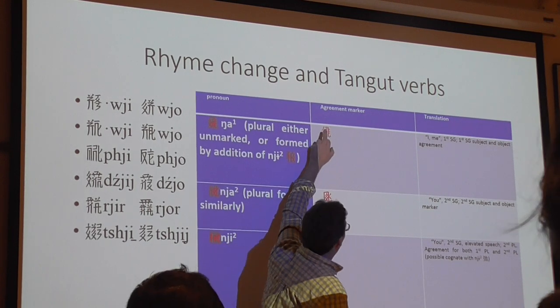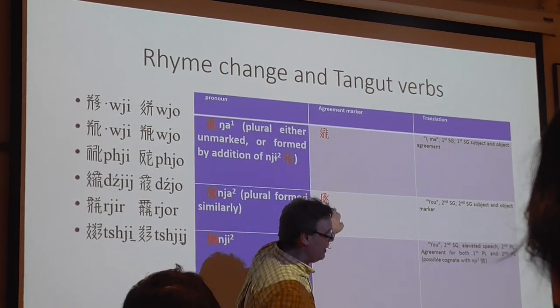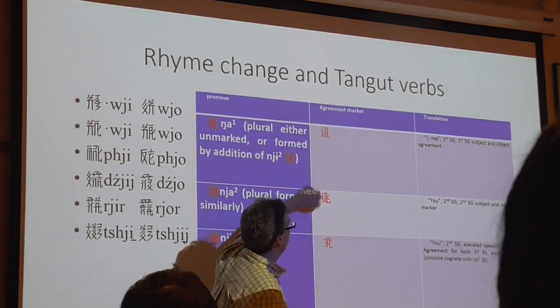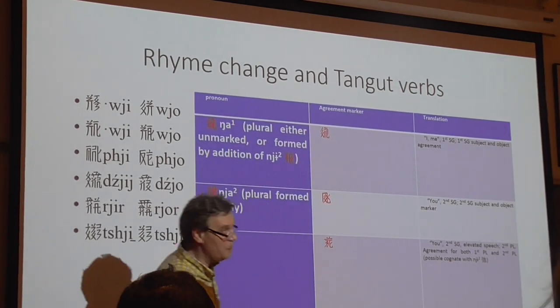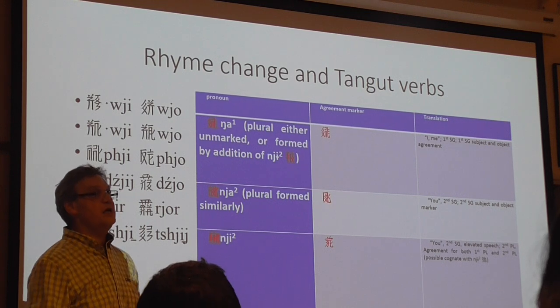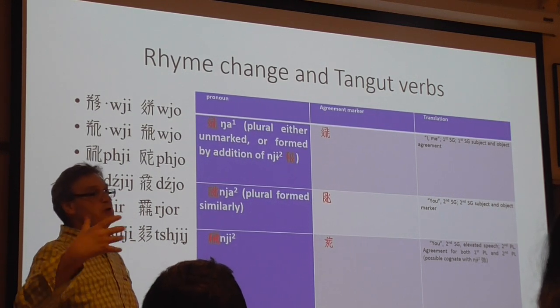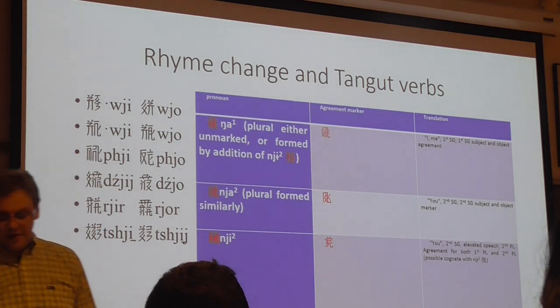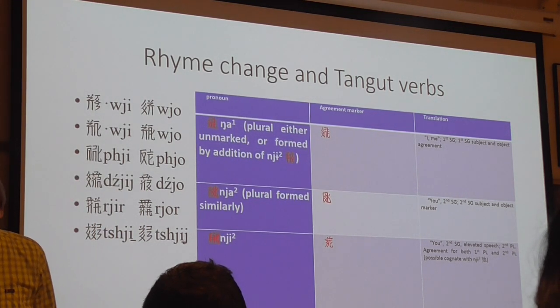This one reads na, this one reads na, and this one reads ni. So they are all fully homonymous. One can, of course, imagine some kind of grammaticalization path here, but I don't think it's necessary for us to do this at this particular moment.